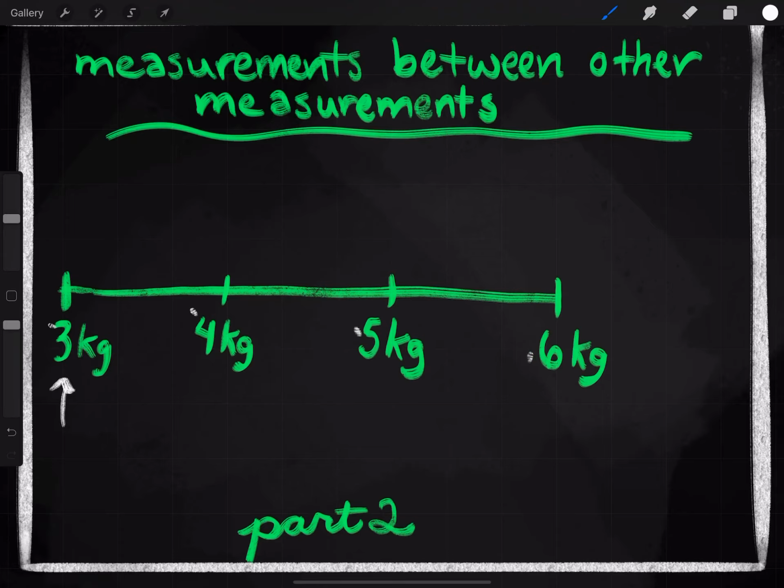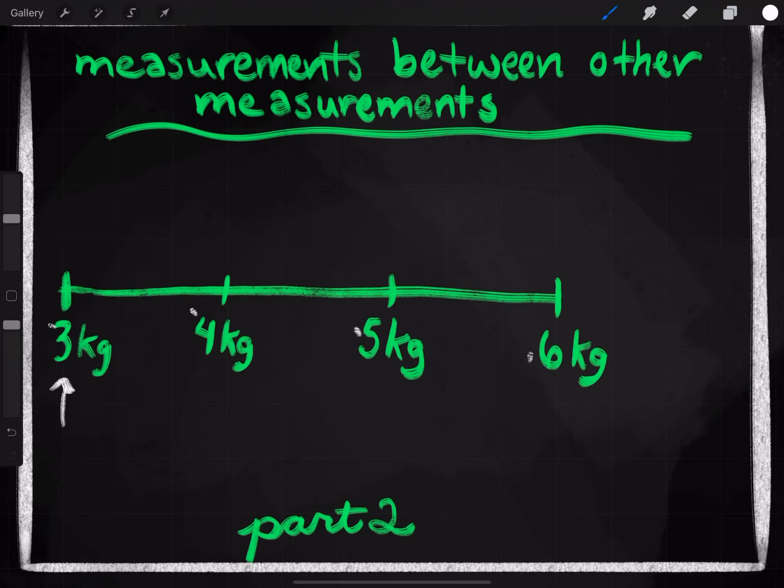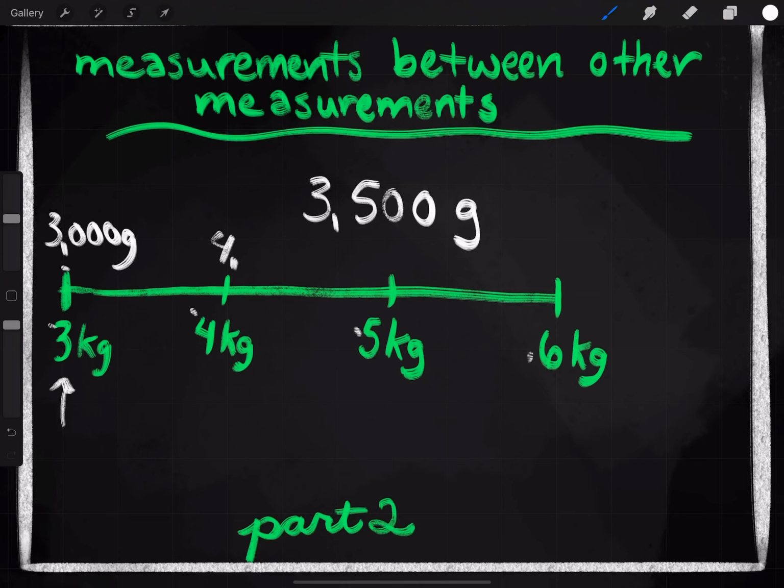So for example, if I had the measurement 3,500 grams, where would it go on this line? Well, I know that 3 kilograms is 3,000 grams, and 4 kilograms is 4,000 grams. So 3,500 grams would be exactly in the middle here.